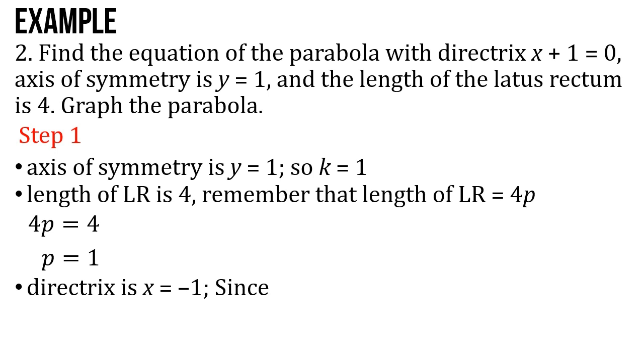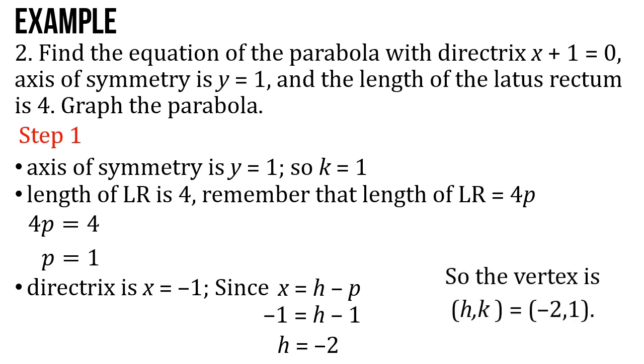And directrix is x equals negative 1. So it was obtained from x plus 1 equals 0. 1 was just transposed. Since x equals h minus p, since we have values here of x and p, we can solve for the value of h. So substitute negative 1 to x and substitute 1 to p. So our h is equal to negative 2. Since we have the values of h and k here, we can say that the vertex is negative 2, 1.